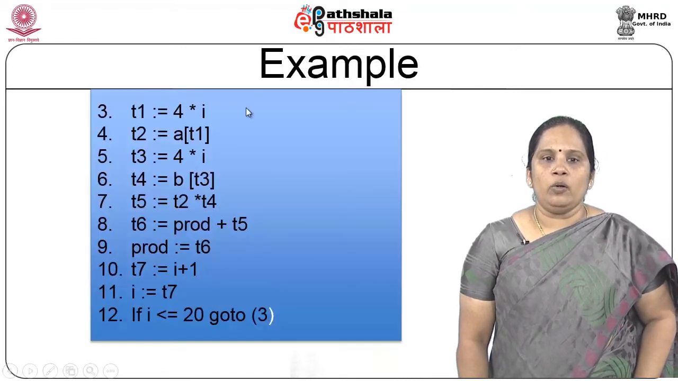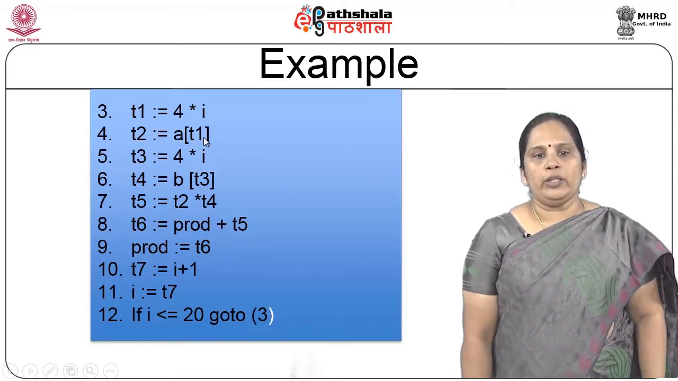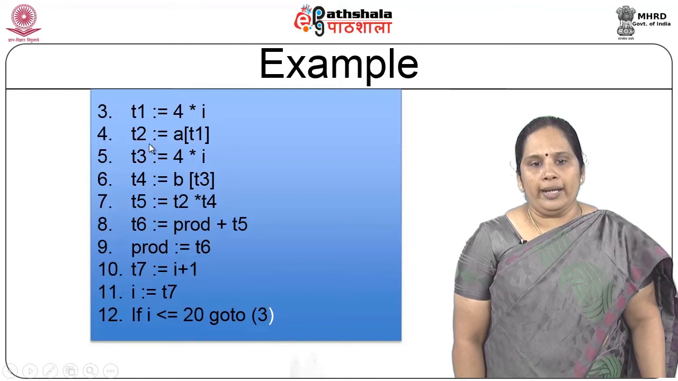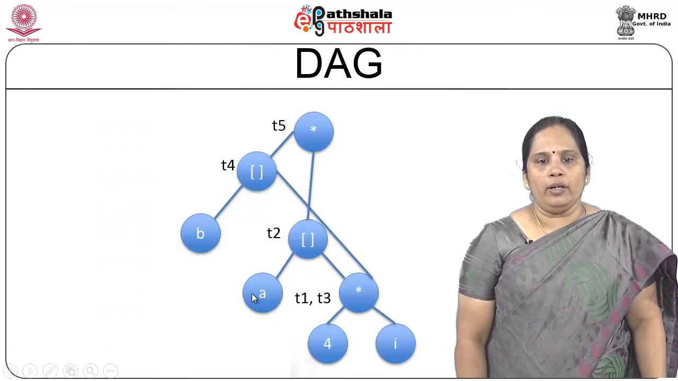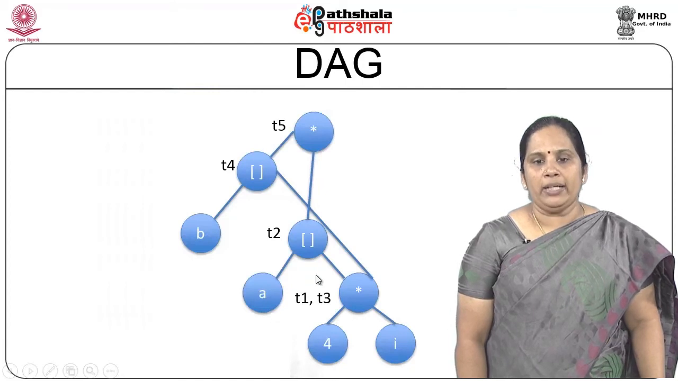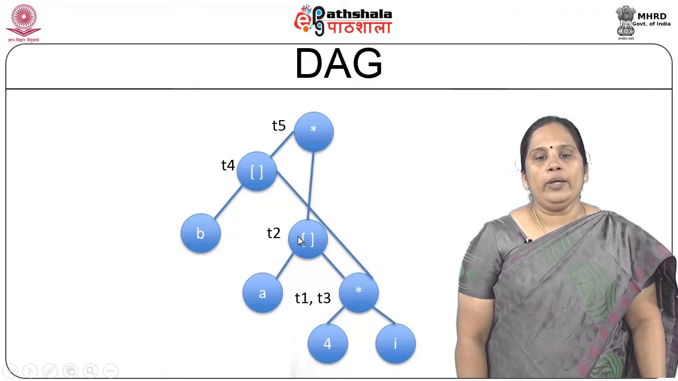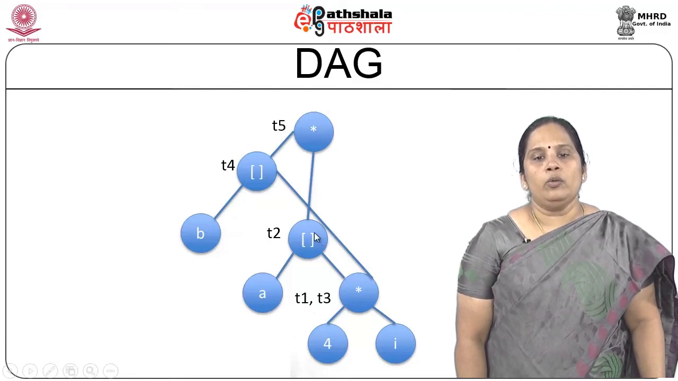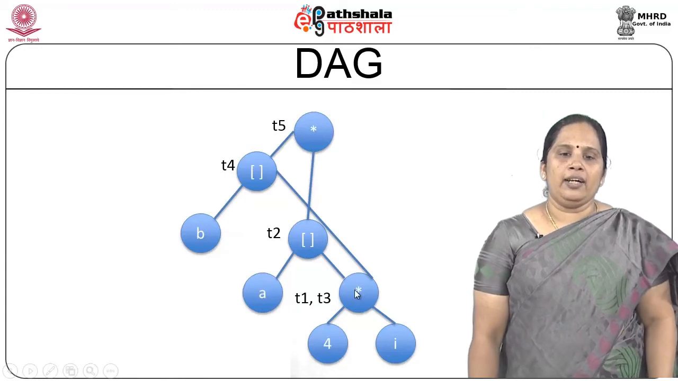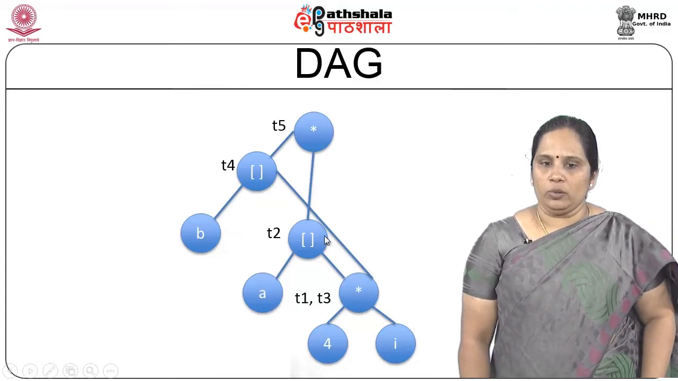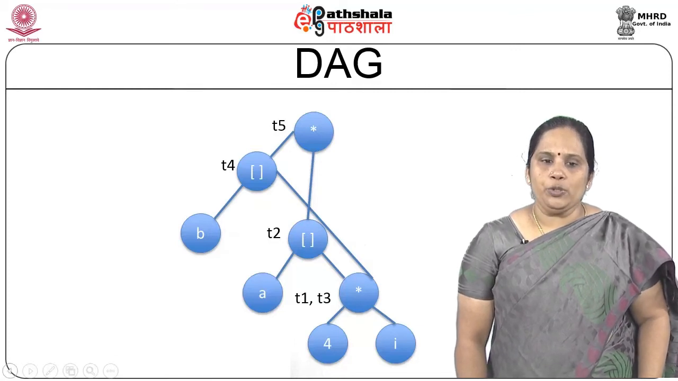Then the next statement is T2 is equal to A of T1. Now, I will check whether there is a node labeled A, and whether there is a node labeled T1. So, there is no node labeled A, but there is a node labeled T1, which is this node. Okay. So, now I have to form a new node whose operator is the subscript operator, whose left and right children are respectively A and T1. So, I have done that here. Now, that is assigned to T2.